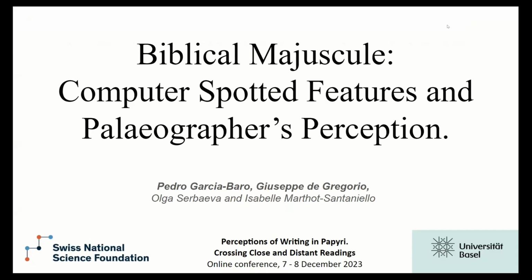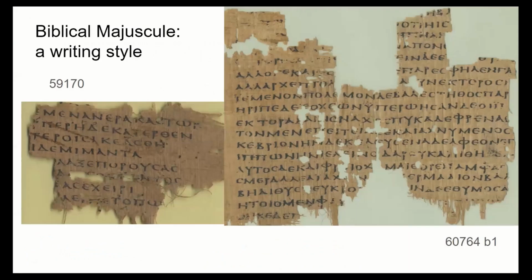Yes, we are talking about biblical majuscule, and then a quick introduction. Biblical majuscule is a writing style that is a fixed set of general letter forms, which can vary slightly from scribe to scribe. It was used as a style to write every kind of literary text from the 2nd century CE onwards. Something special about the early stage of biblical majuscule is that the scribes wrote the letters in an extremely similar way.